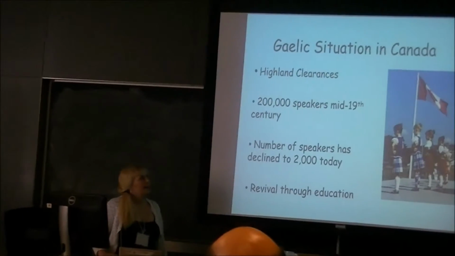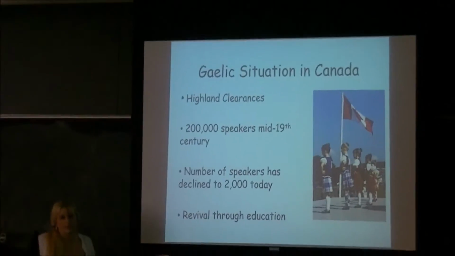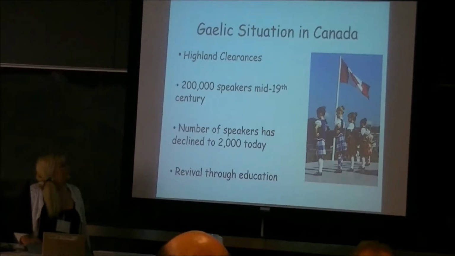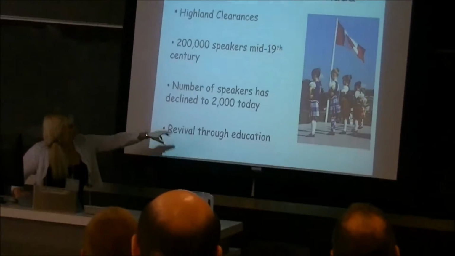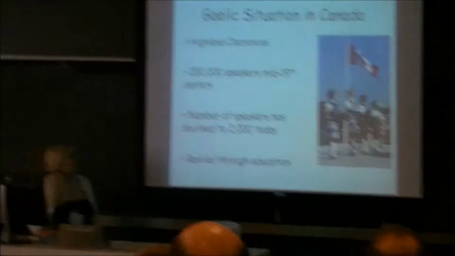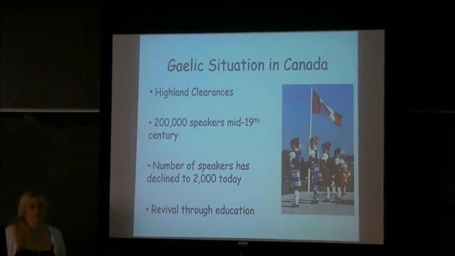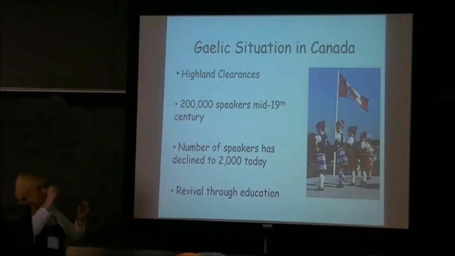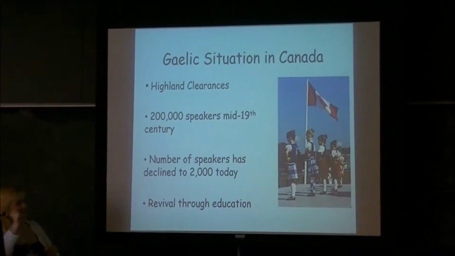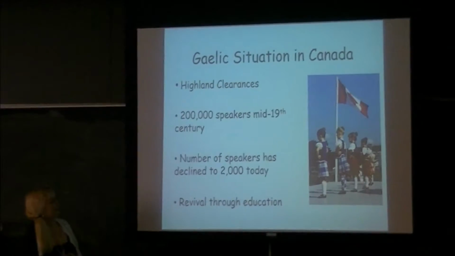A lot of people don't know that Gaelic was actually the third most spoken language in Canada after English and French in the middle of the 19th century. There were about 200,000 speakers. Now it's around, I've seen different figures, from about 1,500 up to 2,000 today. All based really around Nova Scotia, Cape Breton, that sort of area. When you look at the map, that's the area that sticks out nearest to the UK. So that's where they were all placed when the Highland clearances happened in Scotland.